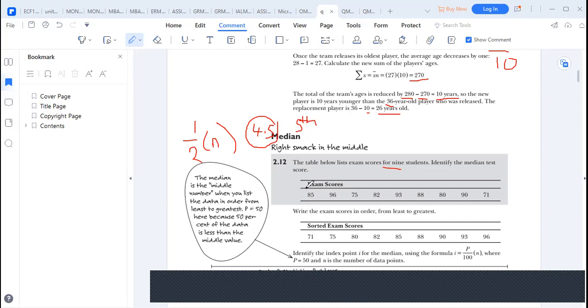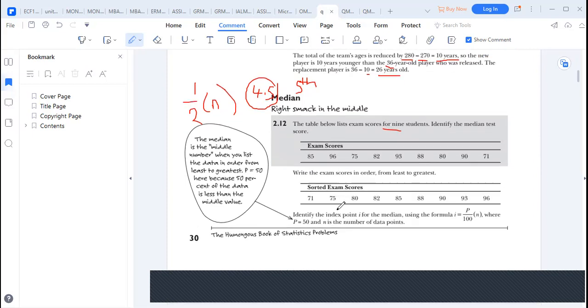So we rearrange them, starting from the smallest, which is 71, 75, 80, until the biggest number, which is 90. So to find the median, we do half of n, not n plus 1, half of n. So n is 9. Half of 9 is 4.5, and 4.5 to the nearest is the fifth number.